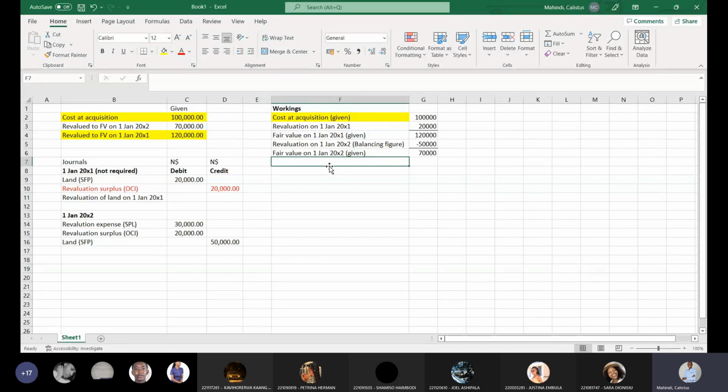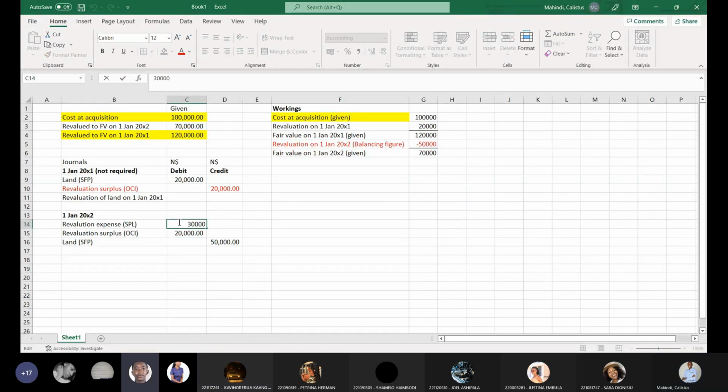So now when we come to 20X2 and we have to record the revaluation deficit or the revaluation expense, we can't account for the whole revaluation expense as the 50,000 that we calculated, right? Because first of all, we have to reverse the previous revaluation surplus that existed, the one that was in OCI, and then any excess of that amount is taken to the statement of profit or loss as a revaluation expense. And the excess in this instance was 30,000. Is that clear?